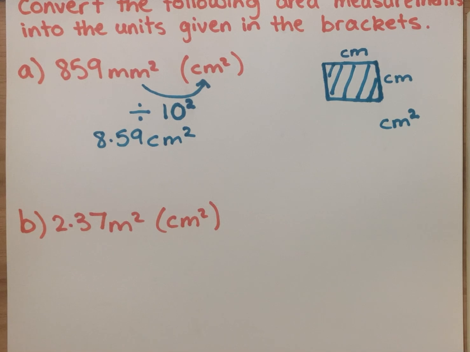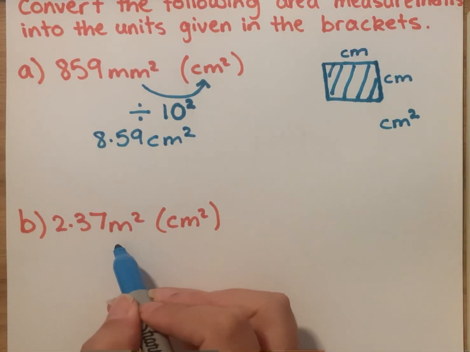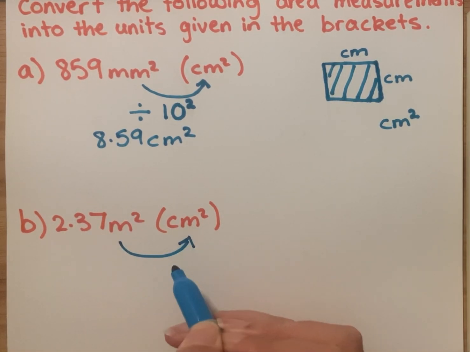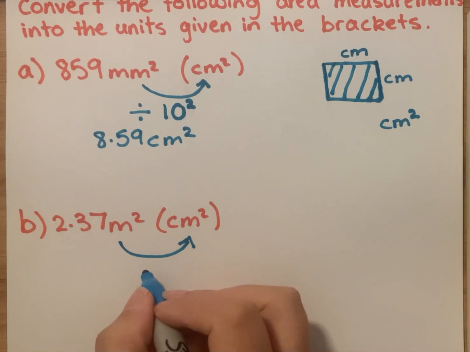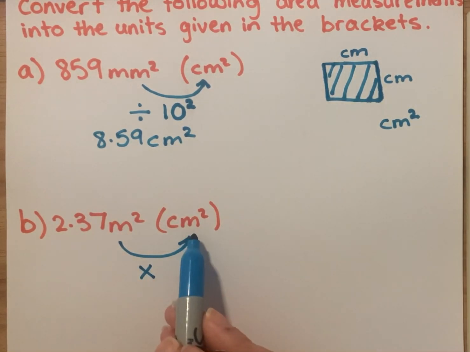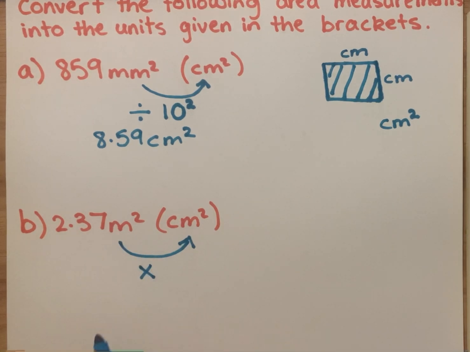And now if we do this example, we're going from square meters to square centimeters. So we're actually moving from a larger unit to a smaller unit this time, which means we need to multiply because we're going to be able to fit a lot more of this smaller unit in the space than we are the larger unit. So our number's going to get bigger. We're moving to a smaller unit, we multiply, and we're going from square meters to square centimeters.